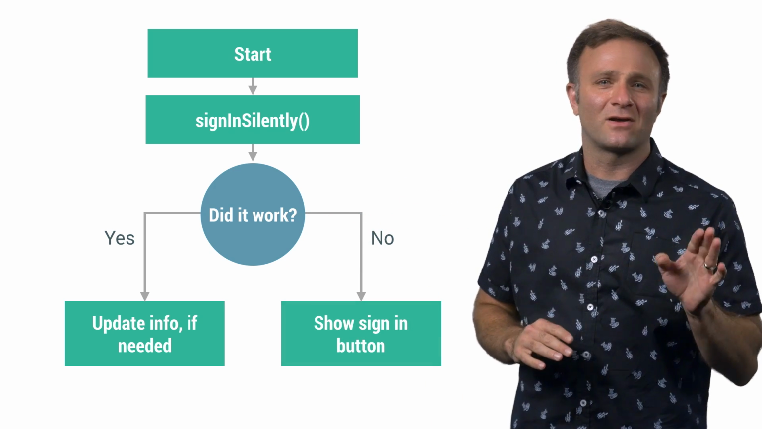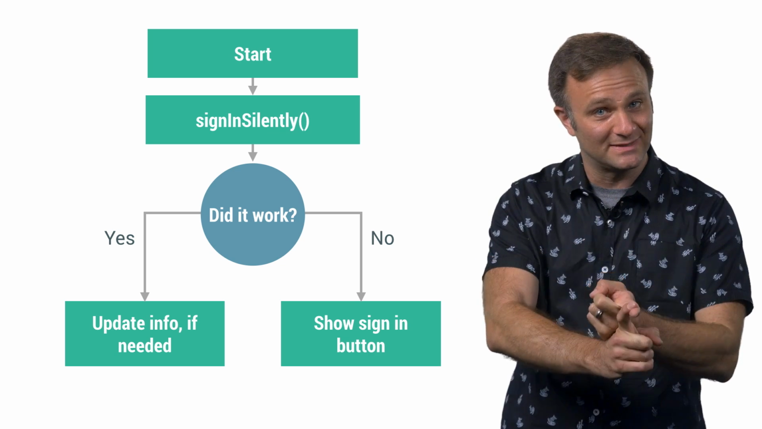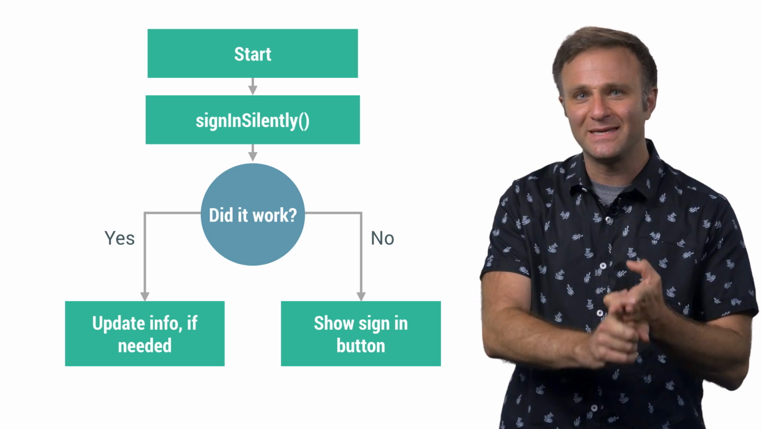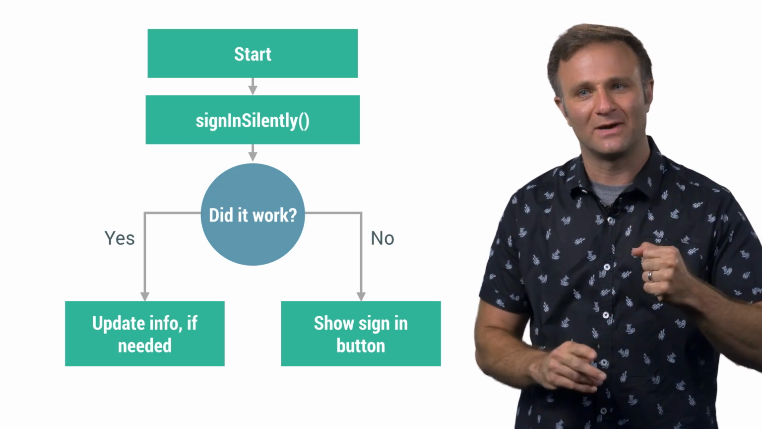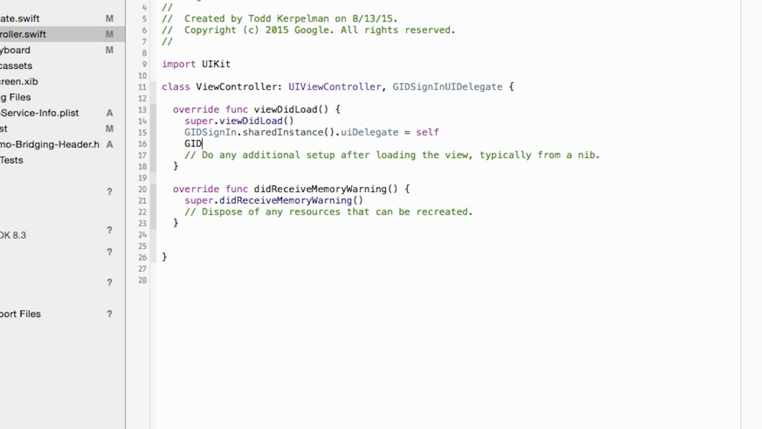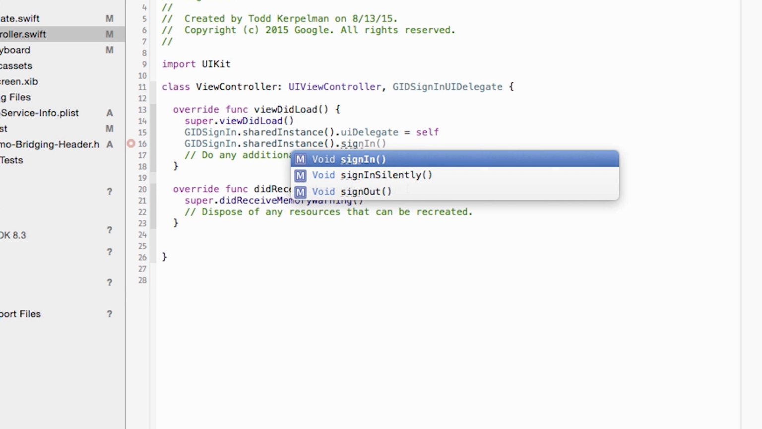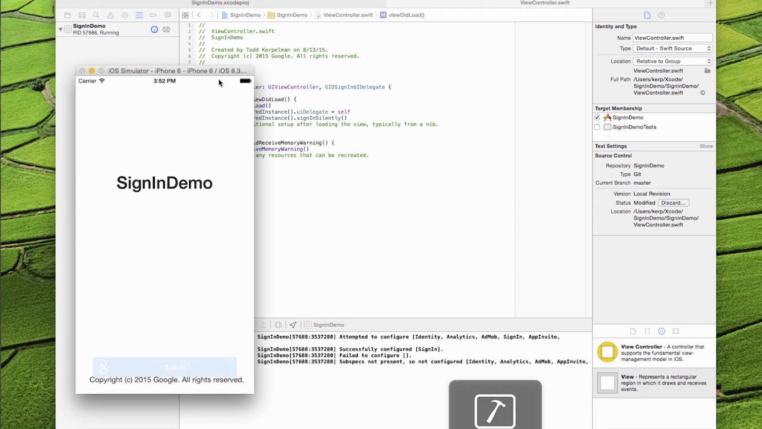Now note that this sign-in silently method will only succeed if our user has signed into the app previously on this device, hasn't signed out in the meantime, and we haven't asked for any additional permissions or scopes. So let's go ahead and add this. So in my view controller's viewDidLoad method, I'm just going to make a call to sign-in silently. And now when I start my app, I'll wait a moment. And I'm once again signed in.